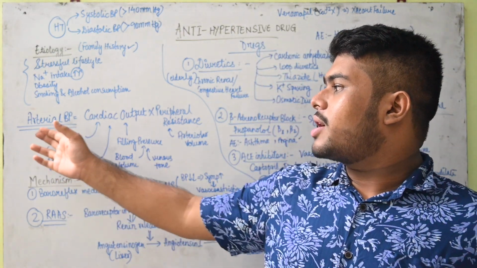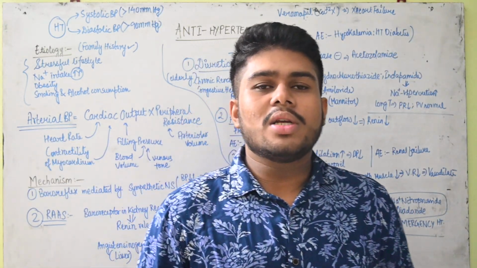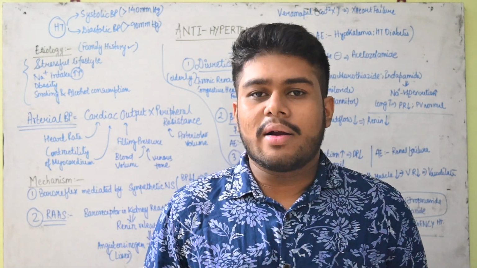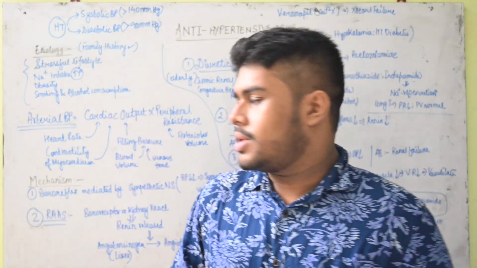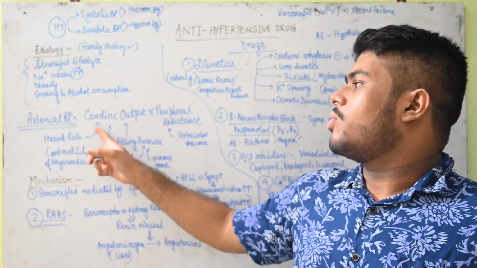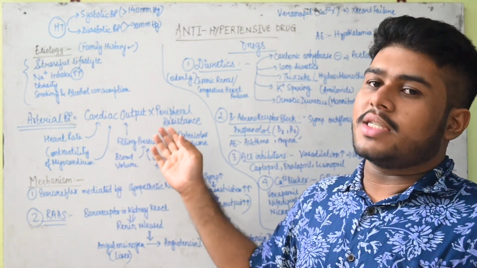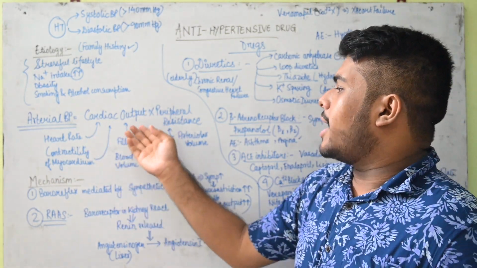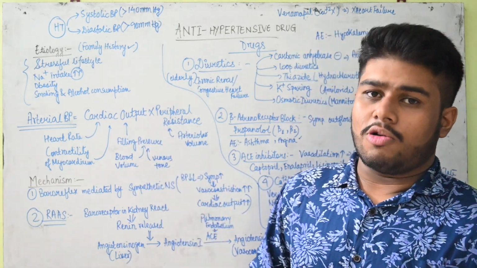Now we have to understand what arterial blood pressure is. Hypertension is generally measured in the arteries, because the pressure is higher in the arteries than in the veins. Arterial pressure is basically the product of cardiac output and the peripheral resistance that is offered. So what is this cardiac output?